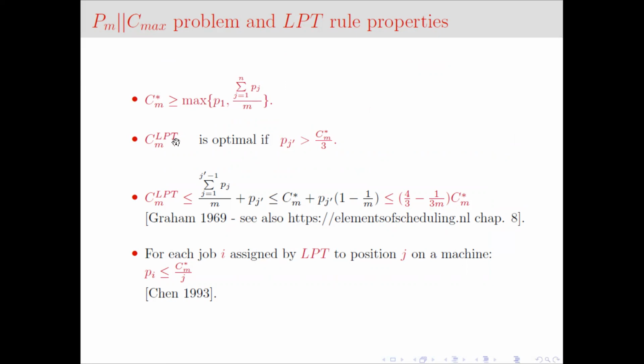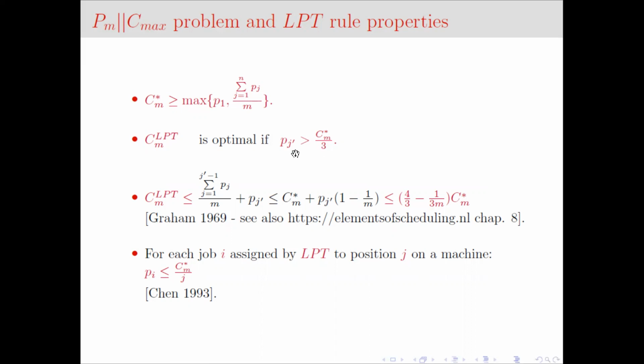And we actually know that if the critical job, which typically is the smallest, the last job placed by LPT, say Pj', where j' is the critical job, is larger than C^* divided by 3, then we know, from the literature, that the solution is optimal.